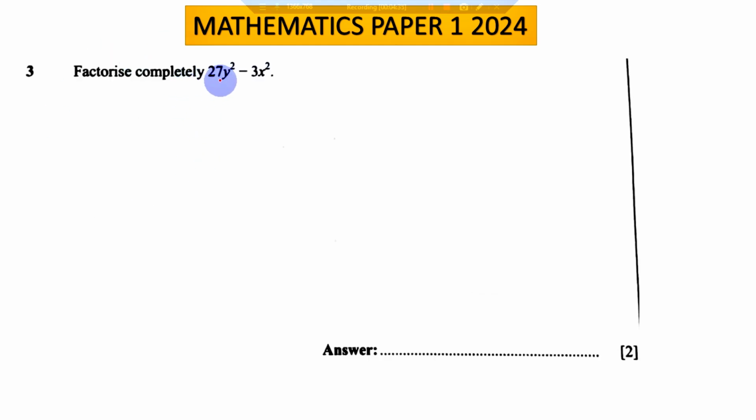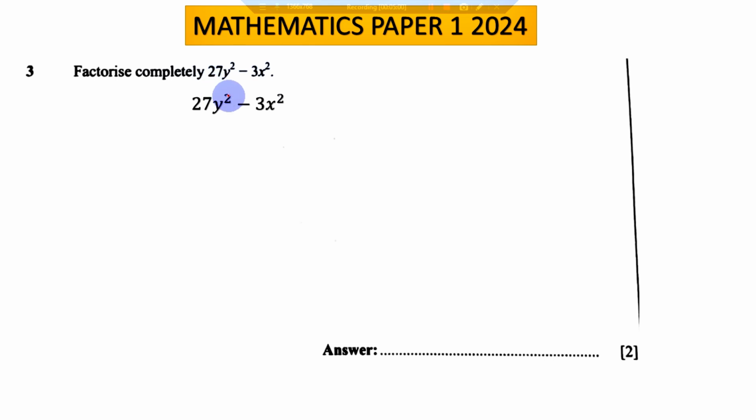Factorize completely 27y to the power 2 minus 3x to the power 2. When you look at this question, it is also a form of factorization. But now, here we have 2 terms. In the first question, we had more than 3 terms, so we used grouping factorization there. Here, we are going to use difference of 2 squares.